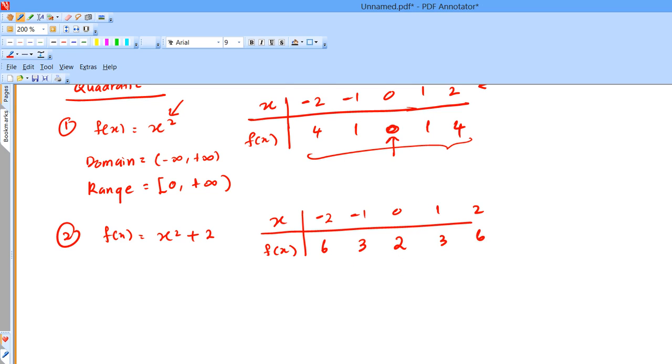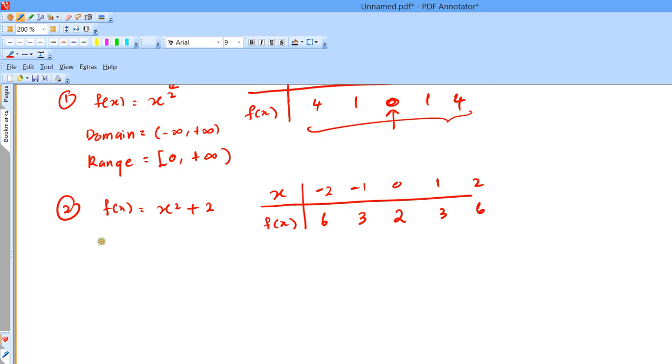So for the domain, it can be any real value from negative infinity to positive infinity. For the range, we can see that the minimum value is 2, so the range is 2 to positive infinity.